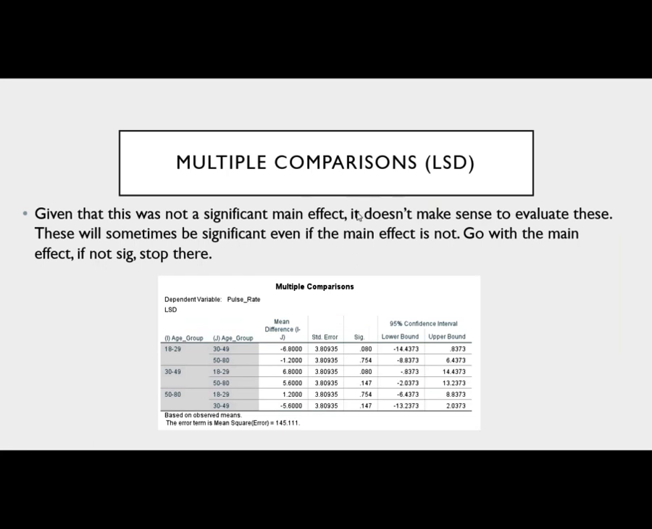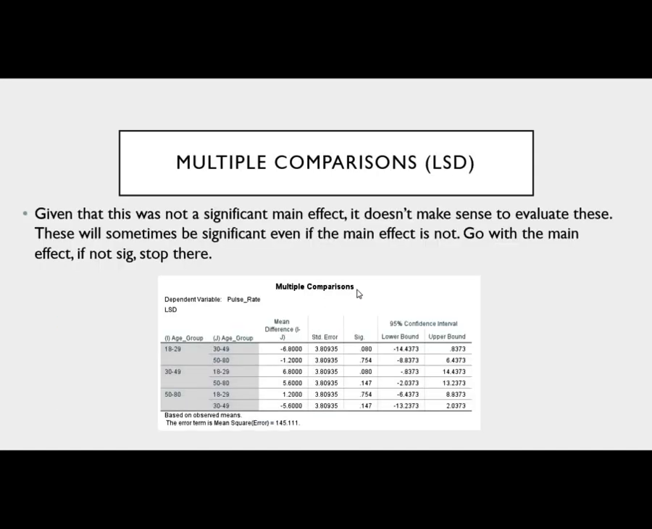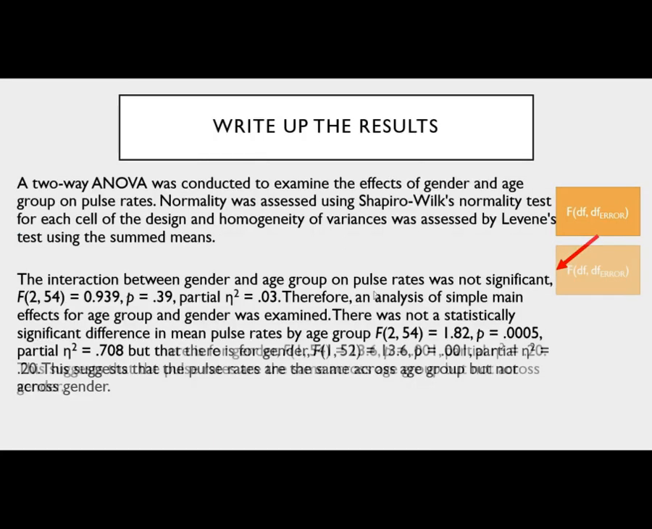When we look at the multiple comparisons, given that this was not a significant main effect, it doesn't make sense to evaluate these, since these will sometimes be significant even if the main effect is not. Remember, the main effect of age group was not significant, so we don't need to check to see where the difference was. We just ignore it. All right, and then we'll write up our results.